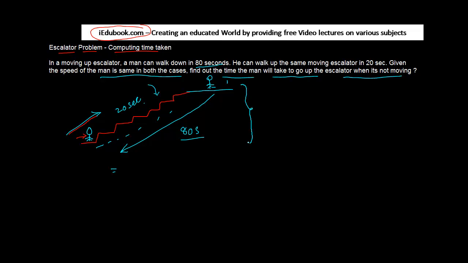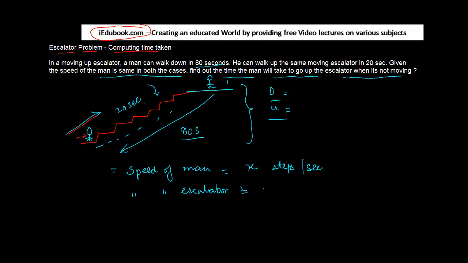As I said, this is similar to the downstream and upstream movement that we saw earlier. The downstream movement is when both are moving in the same direction, the upstream movement is when both are in opposite directions. So let us assume that the speed of the man is x steps per second, and the speed of the escalator is y steps per second.